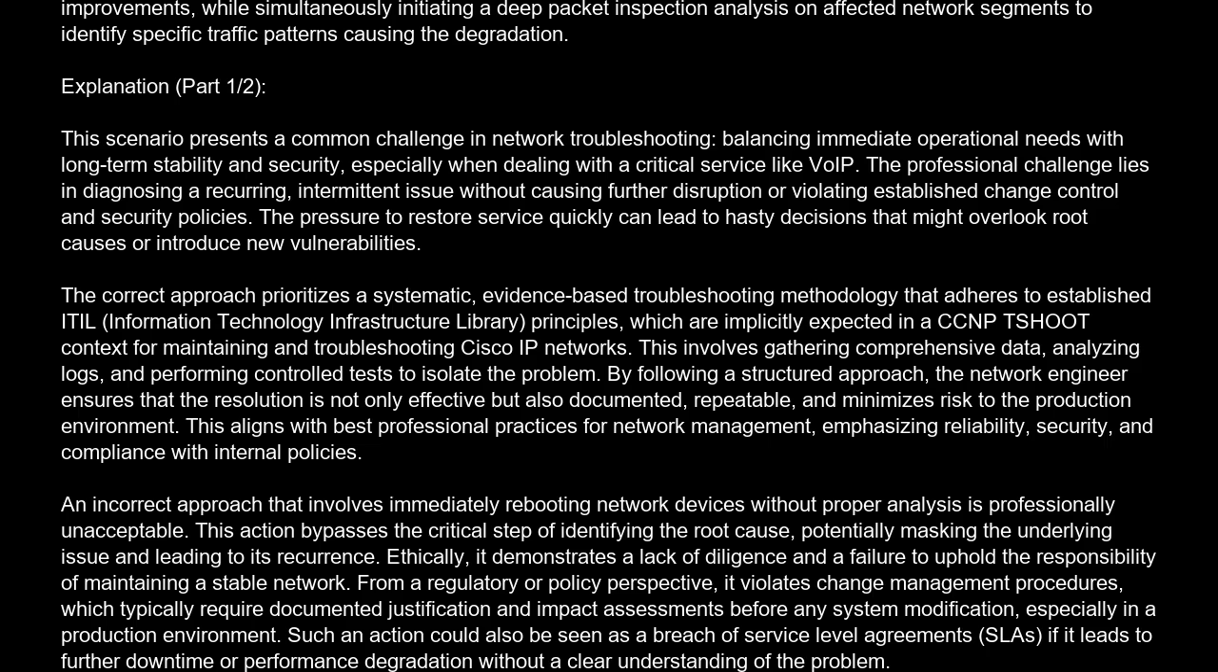An incorrect approach that involves immediately rebooting network devices without proper analysis is professionally unacceptable. This action bypasses the critical step of identifying the root cause, potentially masking the underlying issue and leading to its recurrence. Ethically, it demonstrates a lack of diligence and a failure to uphold the responsibility of maintaining a stable network. From a regulatory or policy perspective, it violates change management procedures, which typically require documented justification and impact assessments before any system modification, especially in a production environment.